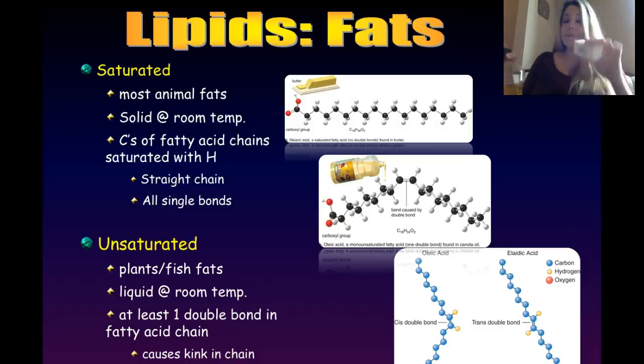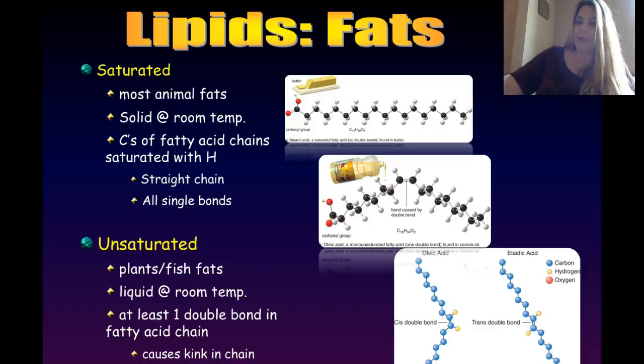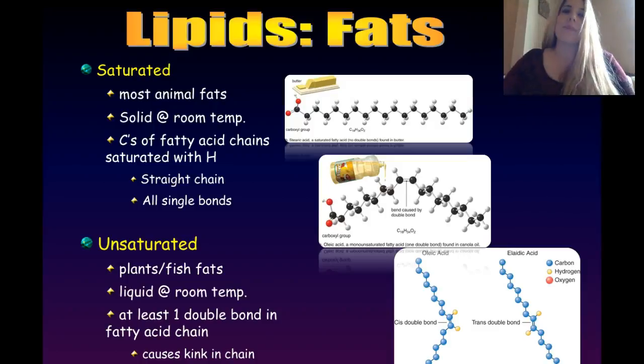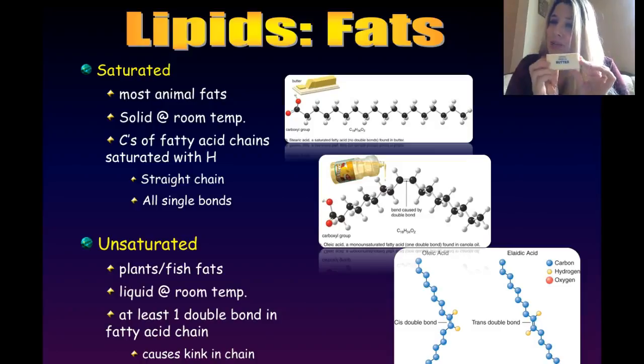In fact, take a look. This is at room temperature. This butter is still in solid form. The olive oil is nice and liquidy. So what's going on there? Well, butter is what we call a saturated fat. And you've probably heard that before. What does that mean, that it's a saturated fat?